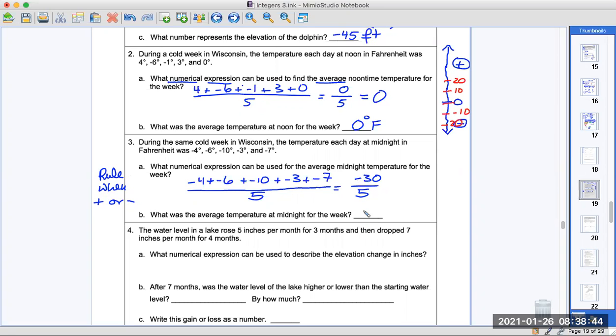-30 divided by 5 is, now we're dividing. Now the rule changes again. We're having one negative divided by a positive. Our answer is -6 degrees Fahrenheit. Okay.